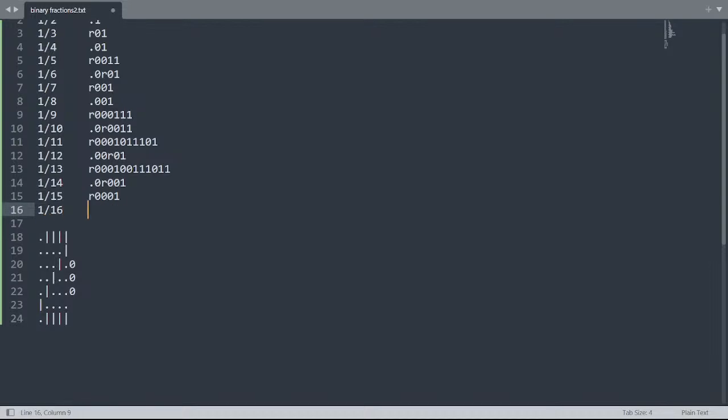So then we have 1/16. That's just 0.1 in hexadecimal. 1/18. That is half of 1/9. So 0.0 rep 000111. 17, 18, 19. Oh, it looks like this. So this is 19 in binary. And what else? What do we do next?